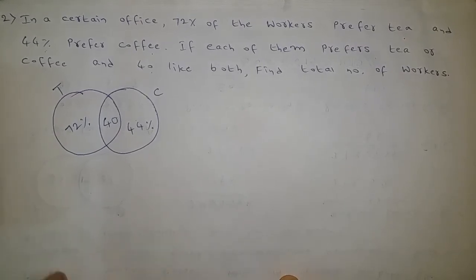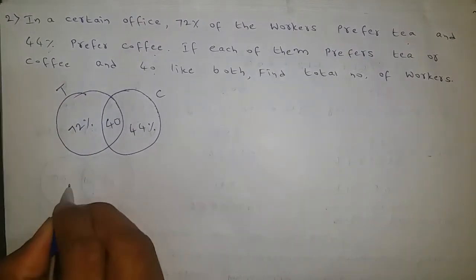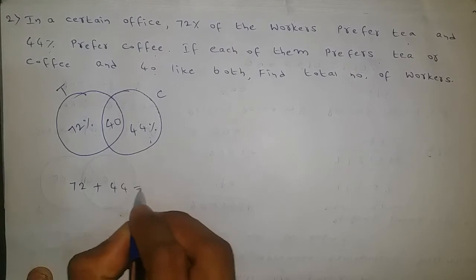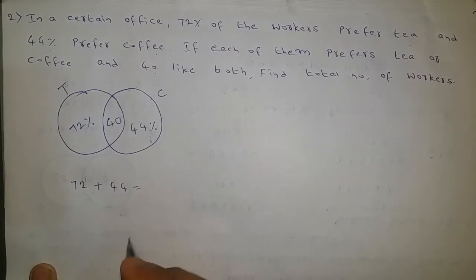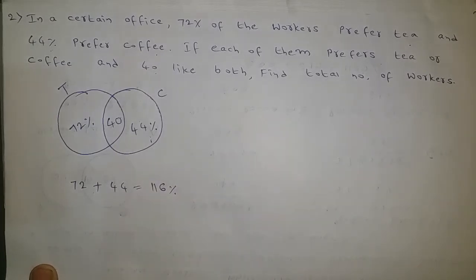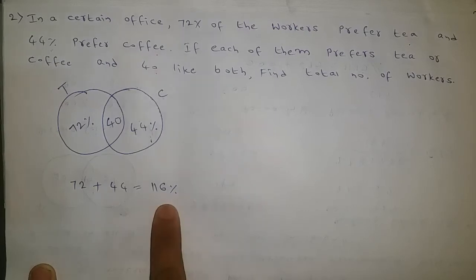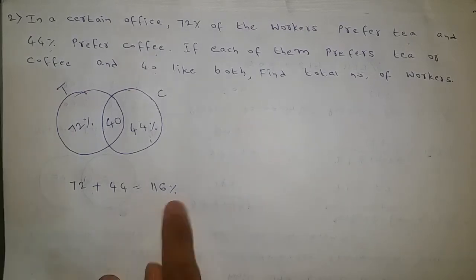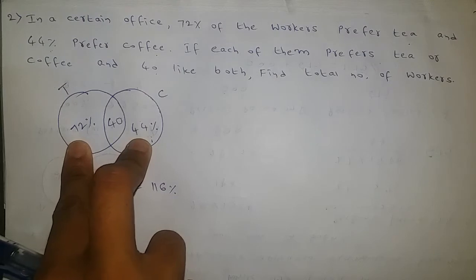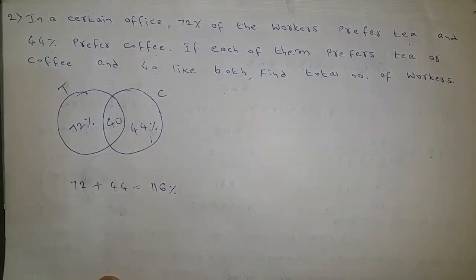If we observe this clearly, the persons who are drinking tea, 72%, plus the persons who are drinking coffee, 44%. If we add these two, 72 plus 44, we will get 116%. 100% means total company members or workers. But here we got 116%. It means among the individual tea drinkers or coffee drinkers, we have some persons who drink coffee as well as tea. That we need to find out.